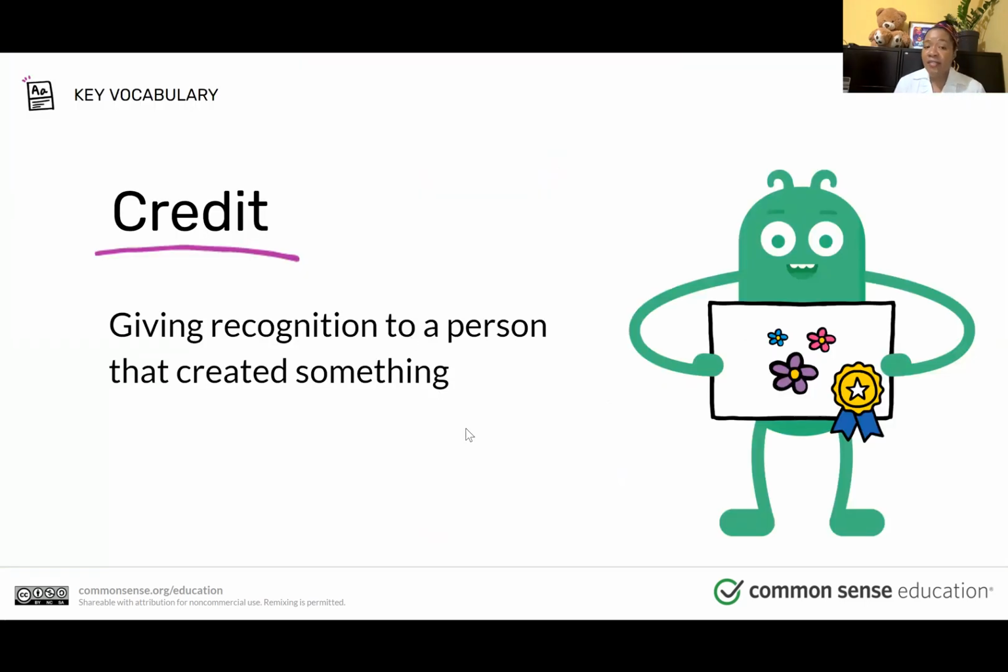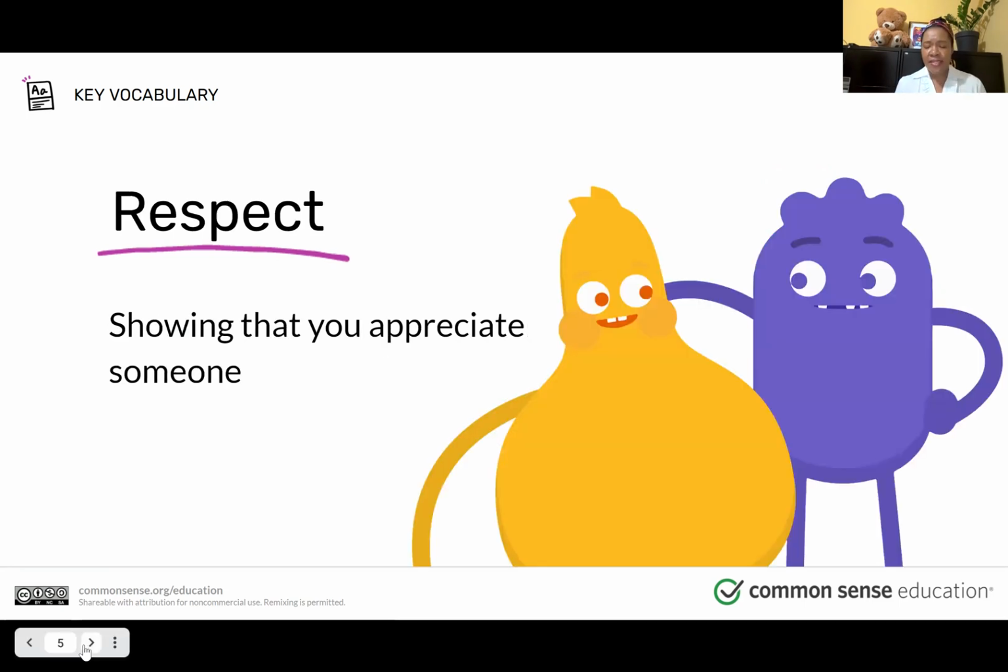Credit means giving recognition to a person that created something. For example, somebody wrote a book, drew some pictures, sang a song, wrote the lyrics for a song. We need to acknowledge and give recognition to the person that created that thing. Respect. What does respect mean? Respect is showing that you appreciate someone.